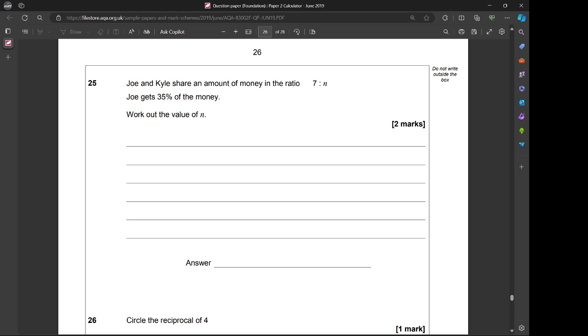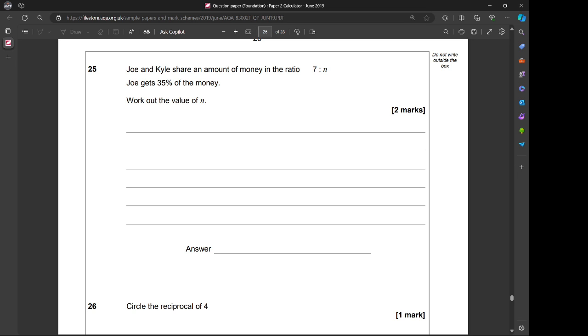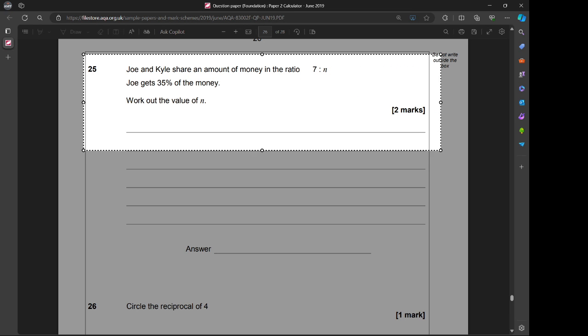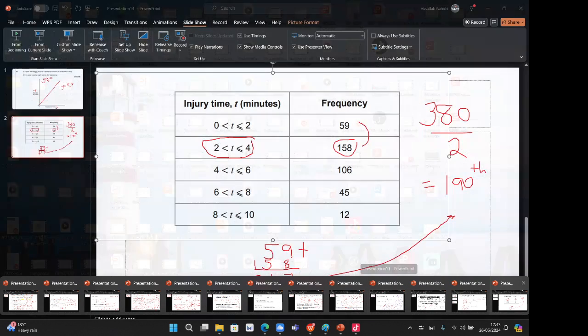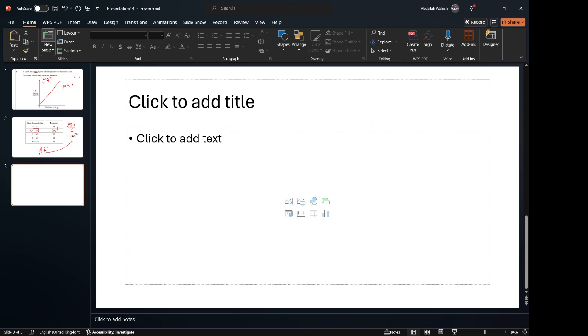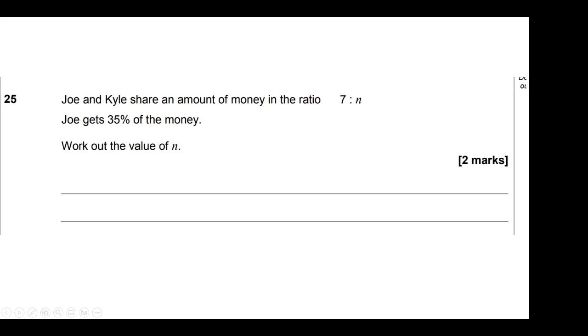Question 25. Joe and Kyle share some amount of money in the ratio 7 to n. Joe gets 35% of the money. Work out the value of n. So this is slightly trickier. The way to do this is, the fraction that Joe takes will be 7 out of 7 plus n. Now that's the same as 35%. So as a fraction, that would be 35 hundredths.